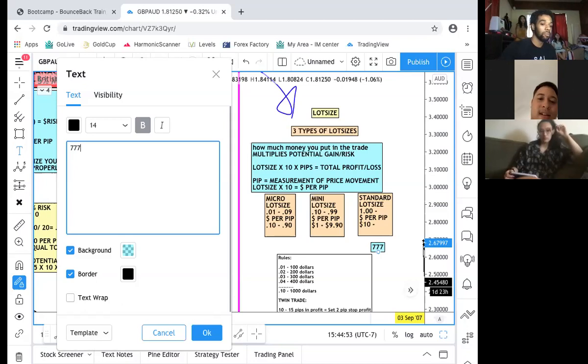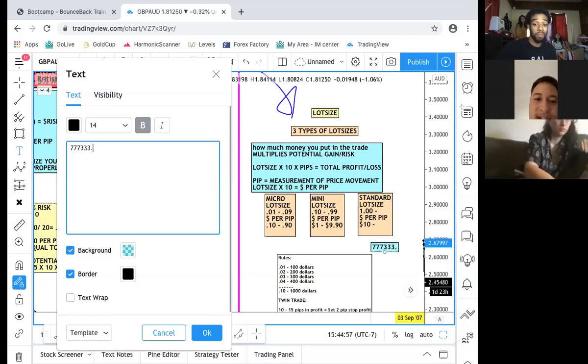Let's do 333. I'm gonna really test you. 5, 6, 1. That's the lot size? This is the lot size. Okay.